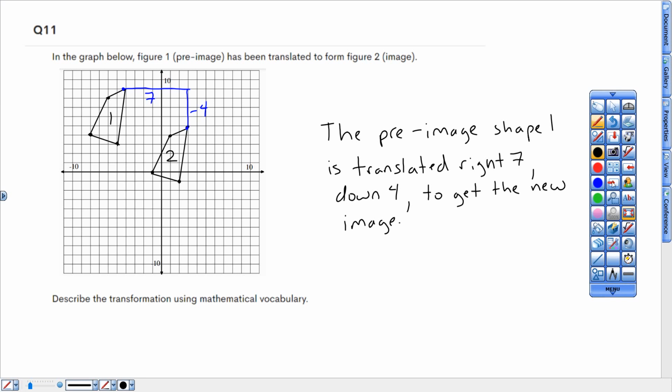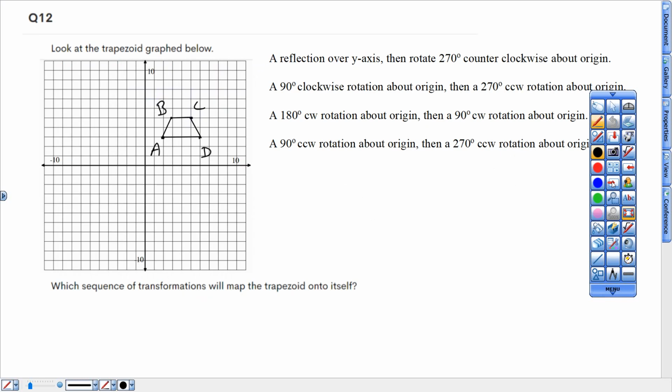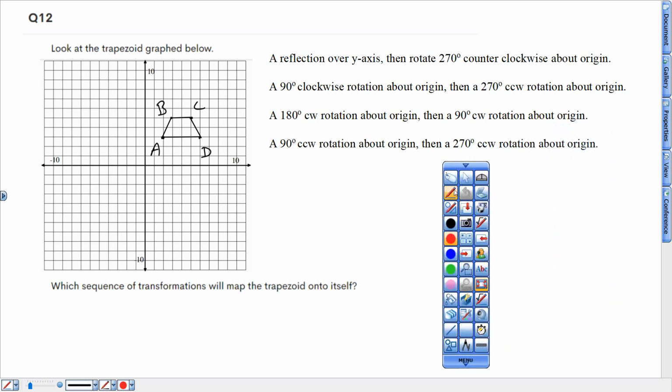All right, next problem. This one here, again, the only one that's going to work is the spinning all the way around. None of these reflection ones are going to work. If I do a reflection over the y-axis right here, and then I do a spin, that's not going to work. That's not going to get it there. If I do a reflection over the y-axis to there, and then spin it all the way around, it's not going to end up like that.